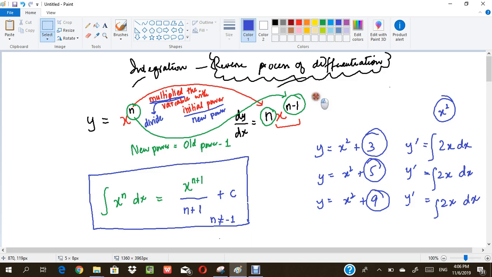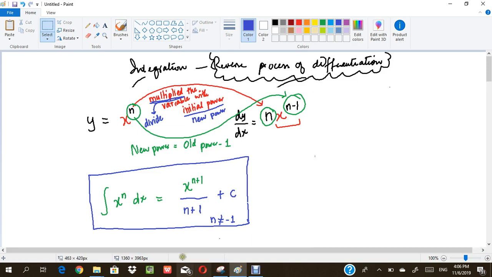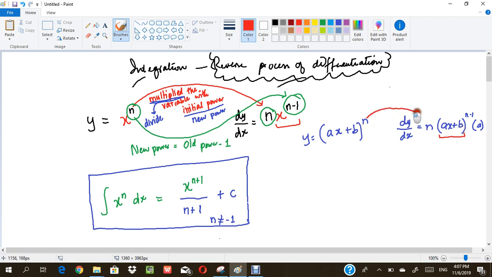Now, let's come to the second formula that we learned at AS level. The second formula basically was the reverse of, let's take this, (ax + b) to the power of n. Now, if I want to differentiate this, I'm going to get n(ax + b) to the power n take away 1 times a. So what have I done here? The first thing, I multiplied the bracket by the initial power. Second step, I decreased the initial power by 1.